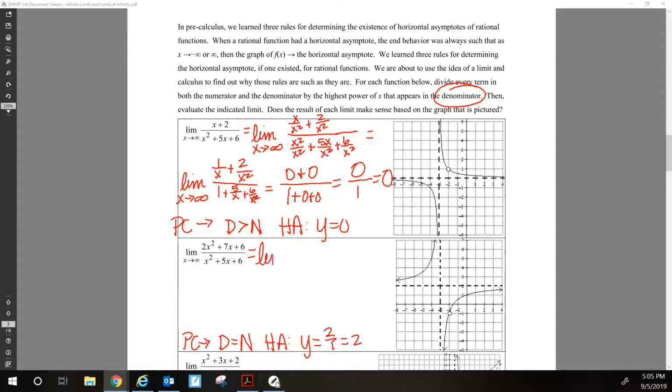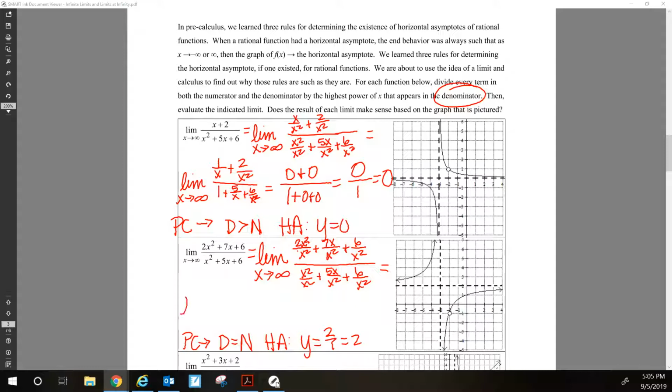So let's go ahead and do what we said before. What was our process? We took each term and divided it by the highest degree in the denominator. Not in the numerator, but in the denominator. So I've got 2x squared over x squared plus 7x over x squared plus 6 over x squared. In the denominator, I've got x squared over x squared plus 5x over x squared plus 6 over x squared.